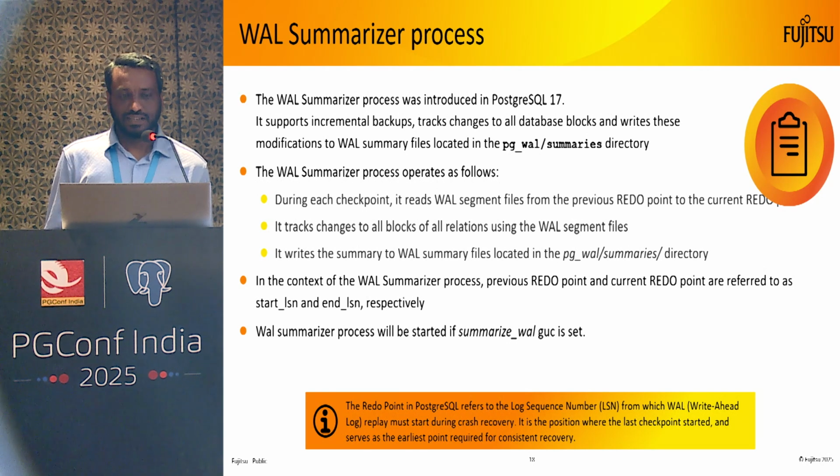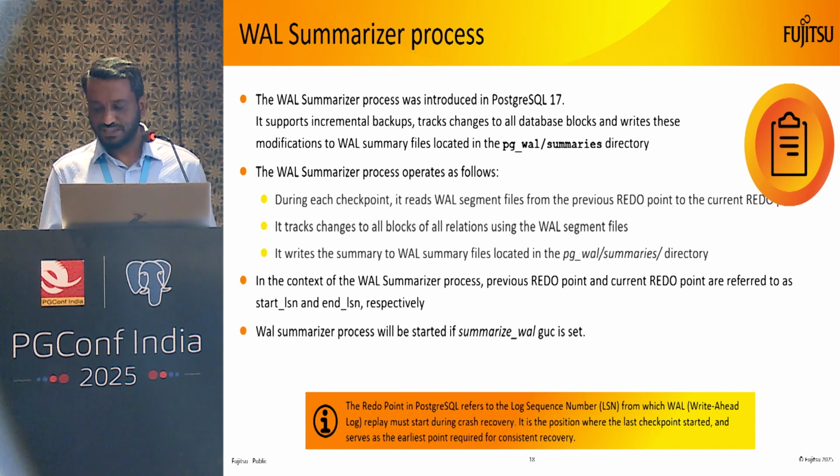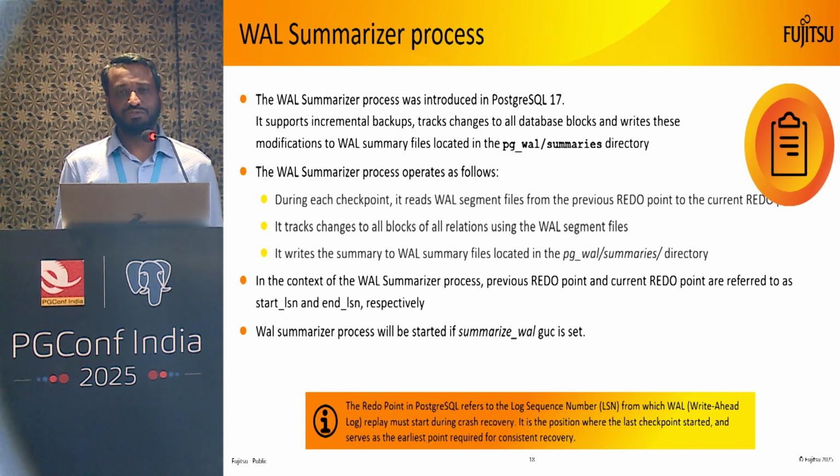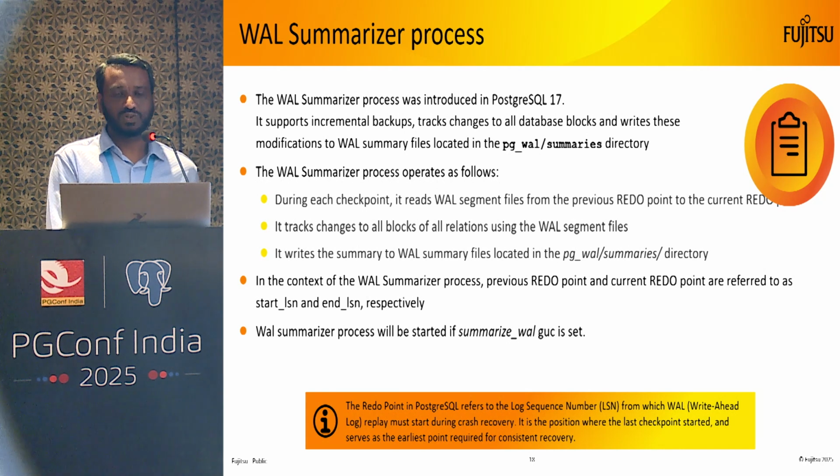So another thing that WAL is used for is the WAL summarizer process. It is mainly used for incremental backups. So here we identify what all changes have happened from the previous checkpoint, and we store it in the summaries directory. So when we take an incremental backup, it will use this content to do an incremental backup. This operation is not enabled by default. You will have to configure the summarize_wal GUC. So if it is configured, it will be used.